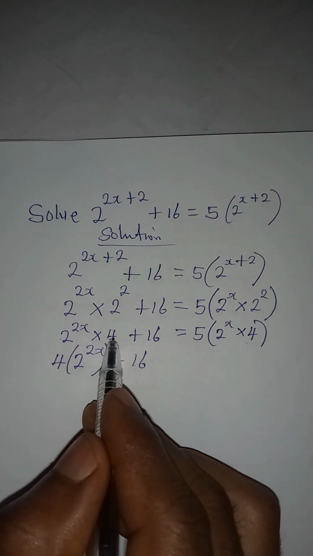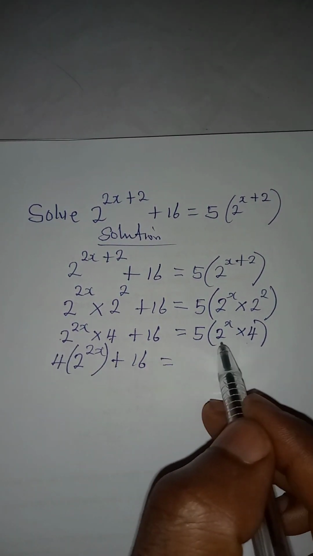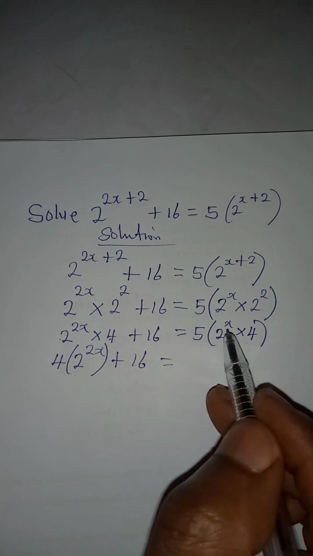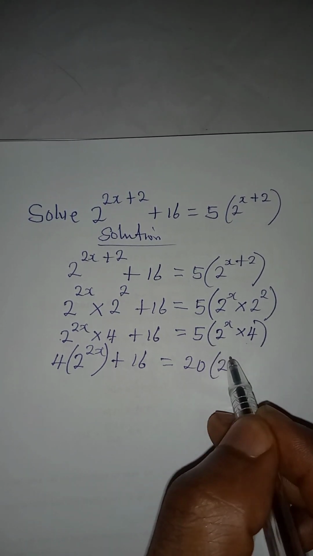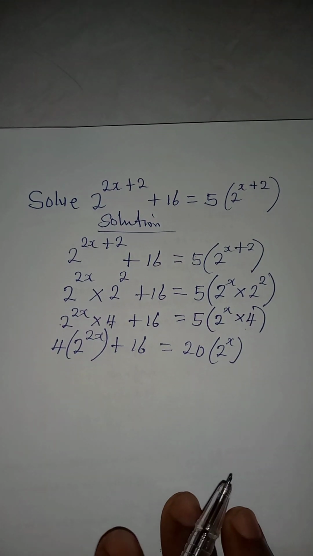Okay, I just multiplied 4 by this, then equal to, since this is multiplication, I'll just multiply 5 and 4, so it will be 20. Then what will be left here is 2 raised to the power of x.